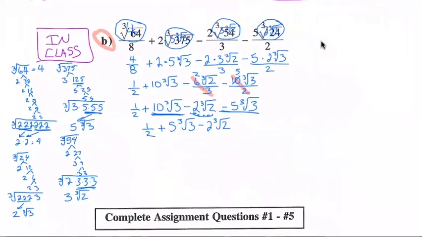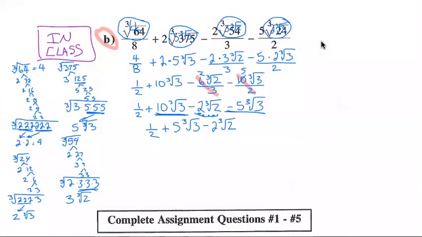So adding and subtracting radicals, the key to remember is that you have to have the same index and you have to have the same radicand. And then you can add and subtract as much as you like.